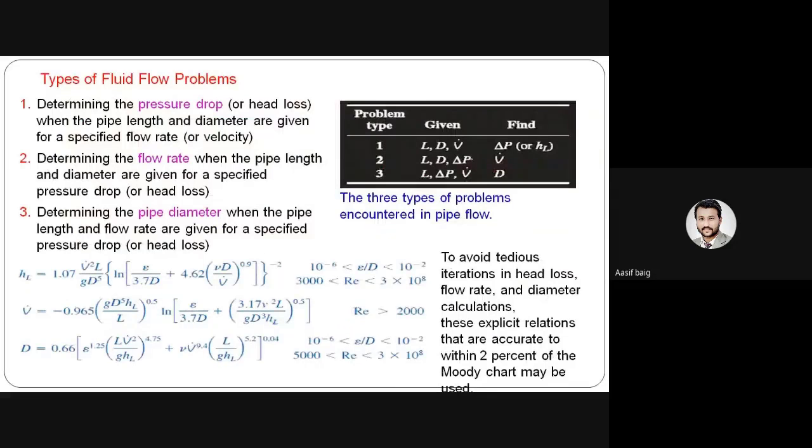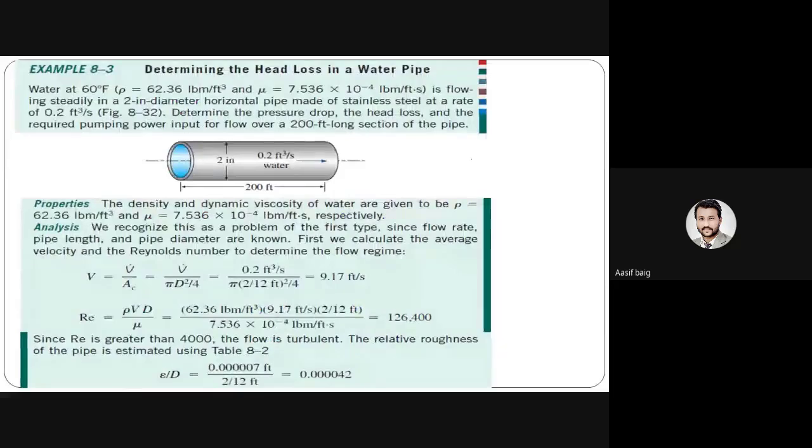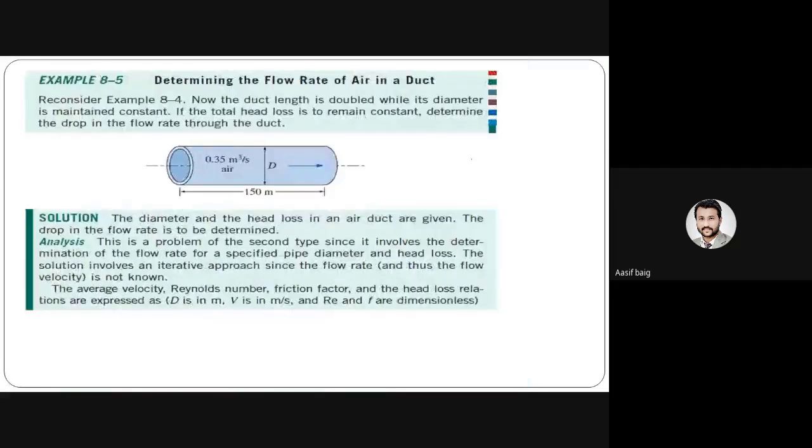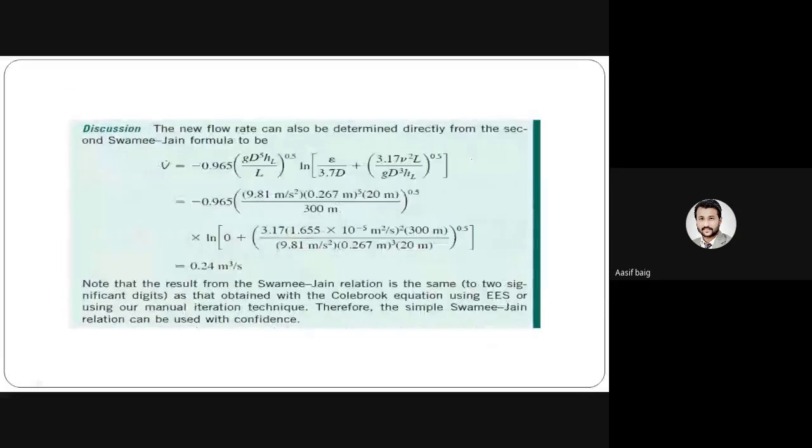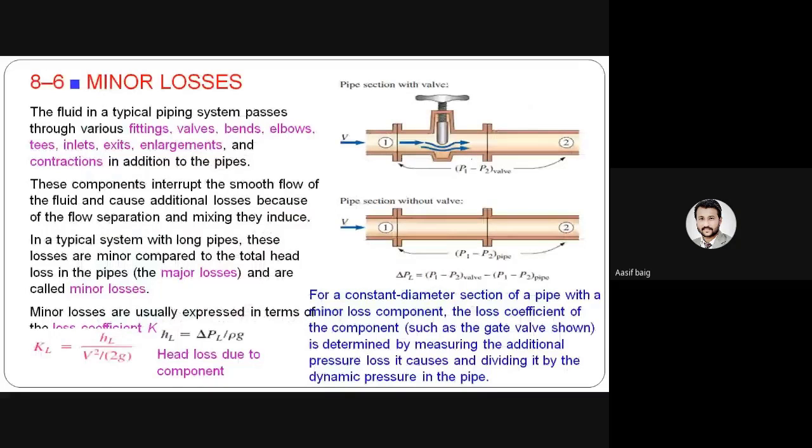So these are the types of fluid flow problems: determining the pressure drop, determining the flow rate, and determining the pipe diameter. These three types of numericals are in the examination. We will skip this numerical part. Just remember the equations.